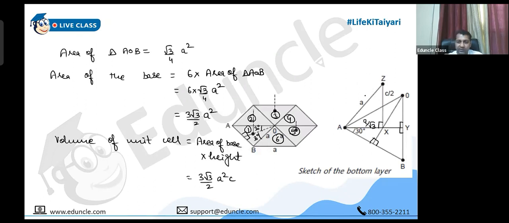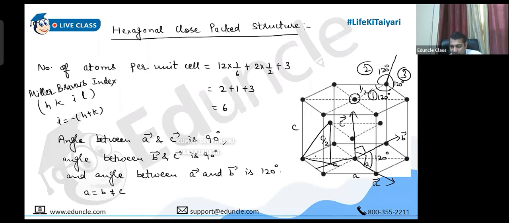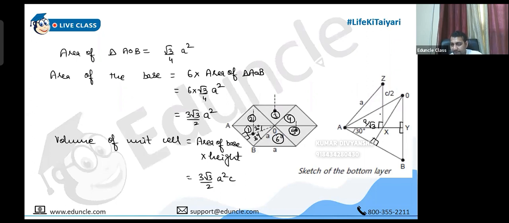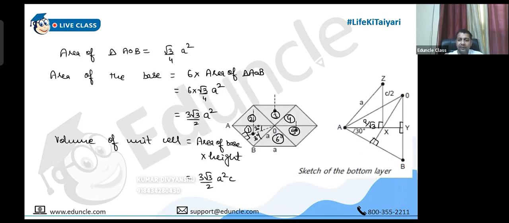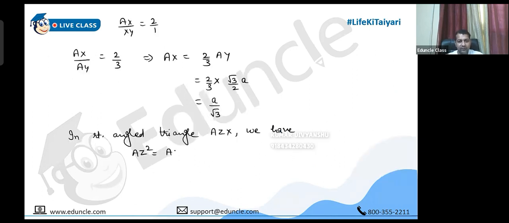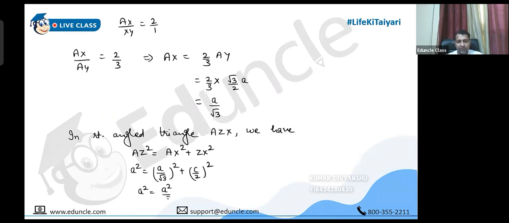Rest everything is known. Now this distance is A. This is C by 2. This you have calculated, this is A by root 3. This is the same triangle that I have made over there. Now in triangle AZX, we can make use of the Pythagoras theorem: hypotenuse square equals perpendicular square plus base square. Clear? Now, in right angle triangle AZX, we have AZ square equal to AX square plus ZX square. It is A square, AX is (A by root 3) whole square, and ZX is C by 2. And from here we can calculate the C by A ratio, which is a famous quantity in this particular structure.